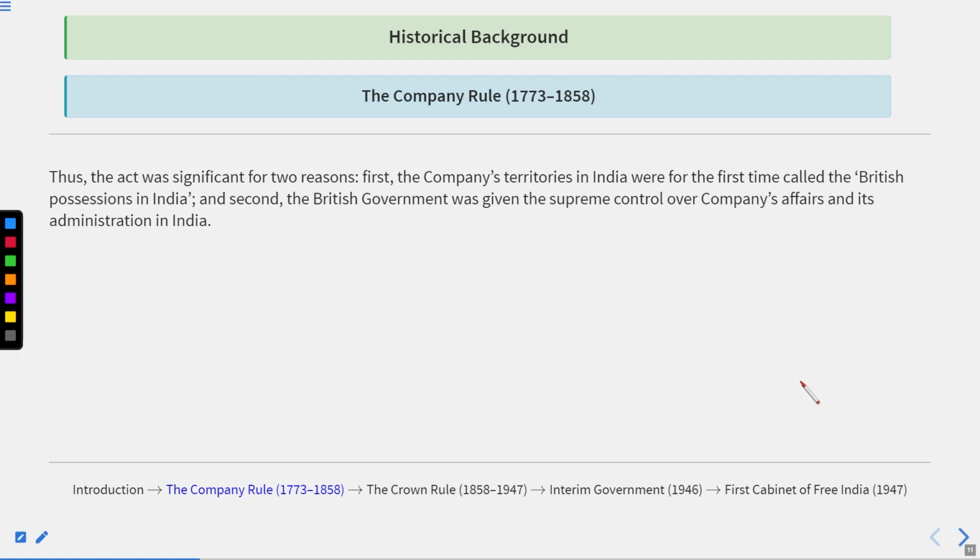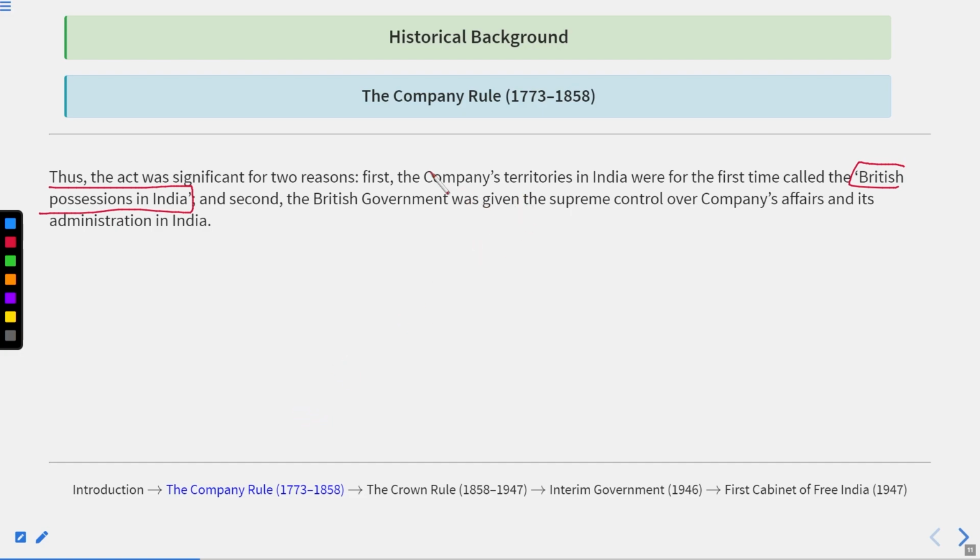Thus, the act was significant for two reasons. What were they? First, the company territories in India were for the first time called the British possession in India. It means that if we talk about Bengal, Bihar, and Odisha, all of these areas were basically conquered by the East India Company. But these were renamed as a British possession in India. It means that these areas were under the control of the British government, not the British East India Company.